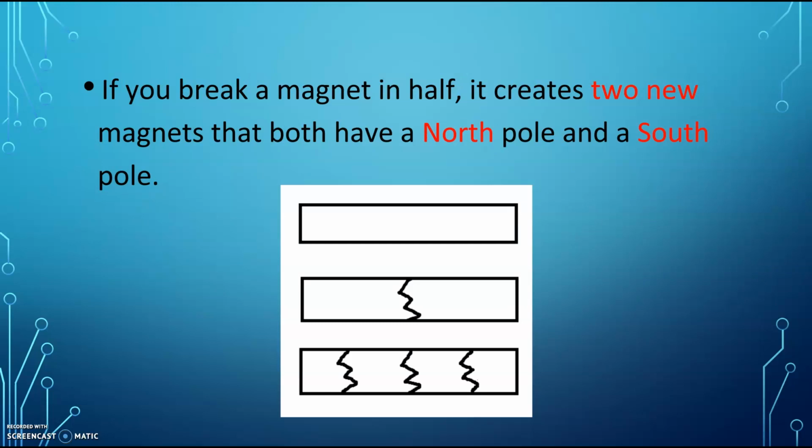If you break a magnet in half, it creates two new magnets, both that have a north pole and a south pole, okay? So this is one really interesting property about magnets. Let's say we start out with this one. We're gonna have north here and south here. Please make sure you're writing this part down because you will see this again, all right?